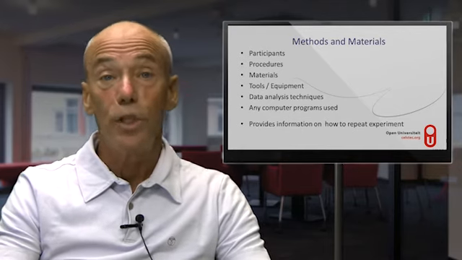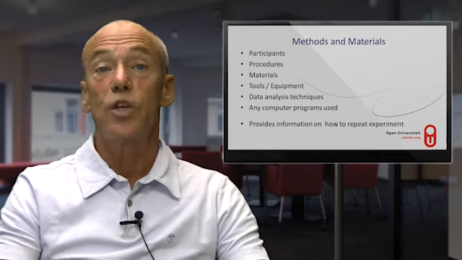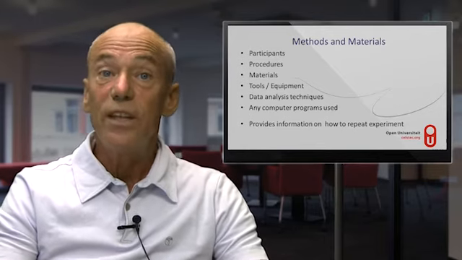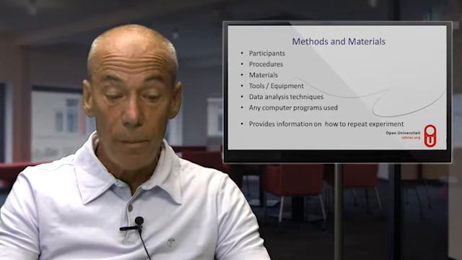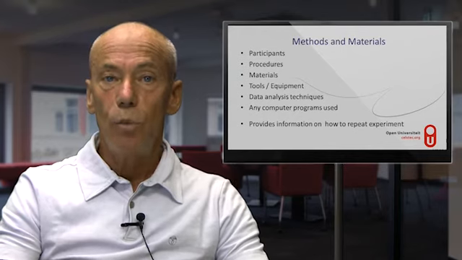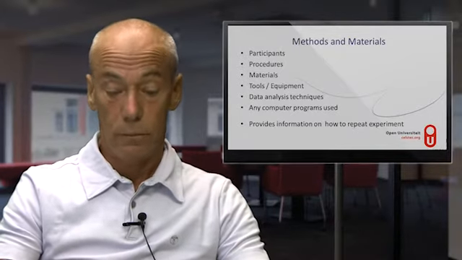Sometimes you'll have to put the materials first if the specific tests, questionnaires, and things like that are important for understanding the procedures. But in any event, these are the parts of it. Remember, this whole methods and materials section does nothing more and nothing less than provide your reader with information on what you've done and how you've done it, and it provides information on how to repeat the experiment if someone else wants to do it.